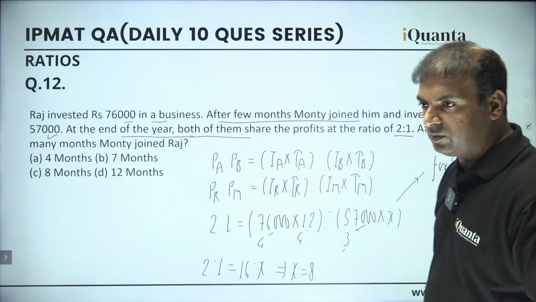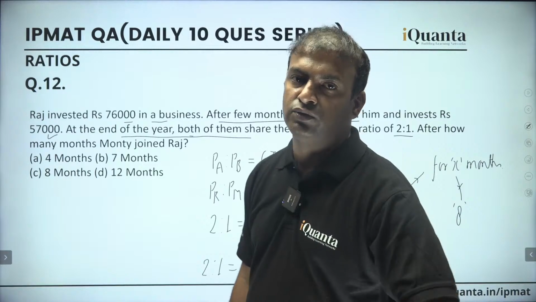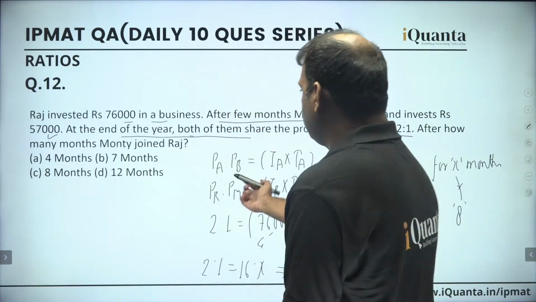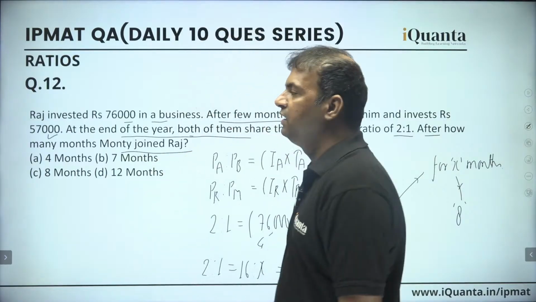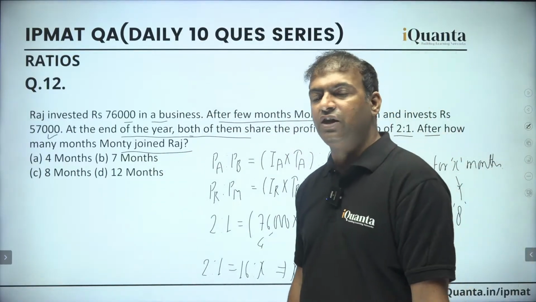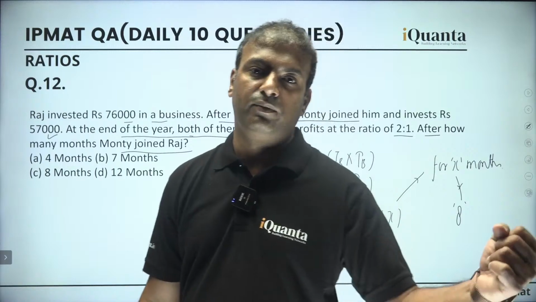We can say then Monty invested for 8 months, but that's not the question. And this is where a lot of people make the mistake also because they do not read it carefully. The final question is that after how many months Monty joined, right? They're not asking that Monty invests for how many months. They're asking that after how many months Monty joined.